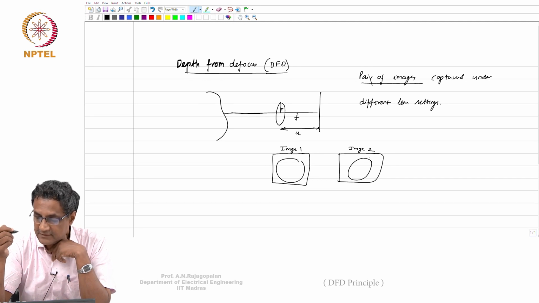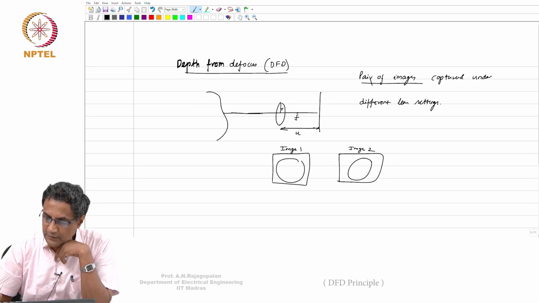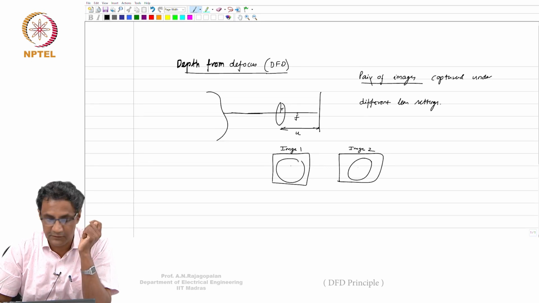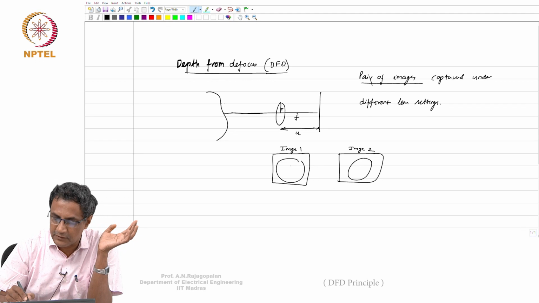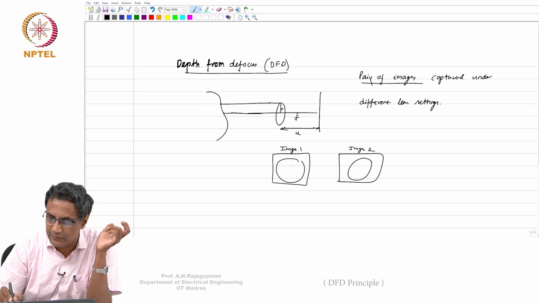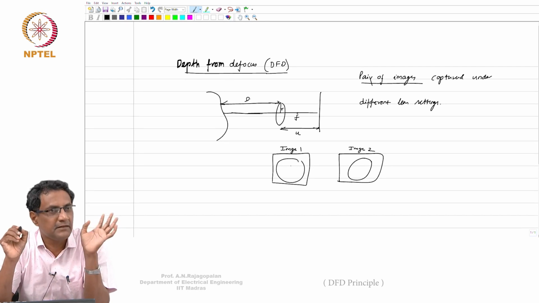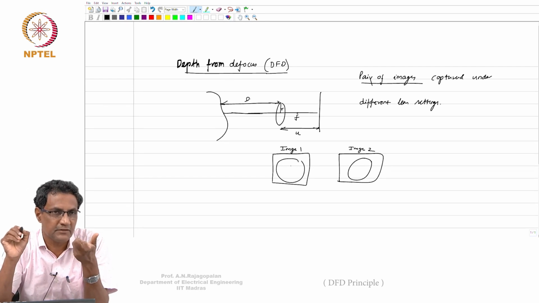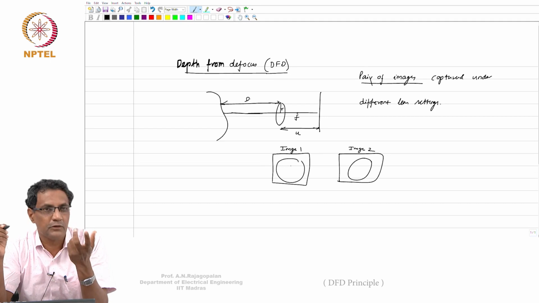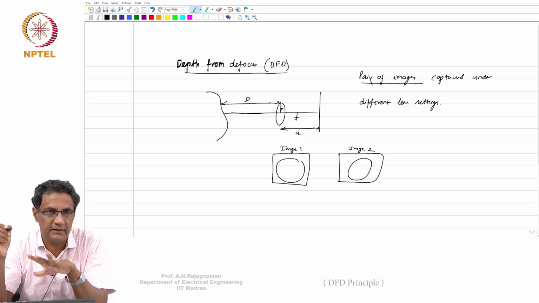Now the point is this. What it does is try to compare these two images in order to tell what the depth is. The depth is still the same, because if some point from the center is at a distance d, then it remains at d, because you're not moving the lens at all. So in the second image also it remains at d. Basically d is unchanged in both the images.